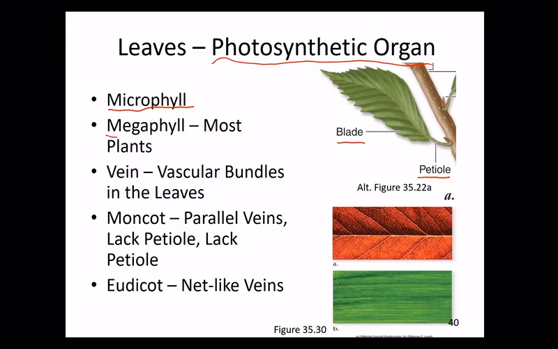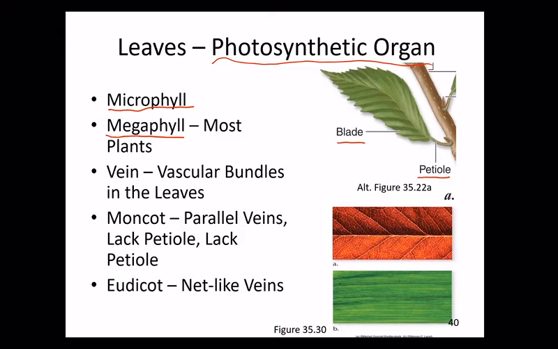The more common type are referred to as megaphylls. And so most plant leaves you see will be megaphylls. And these are leaves that will contain multiple veins, and those veins will extend all the way out to the end. Well, what are the veins?